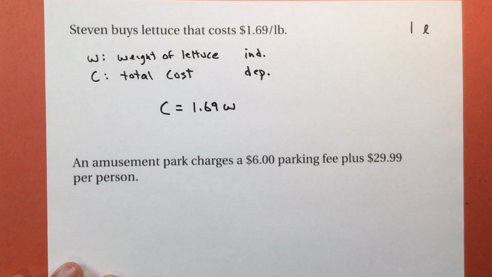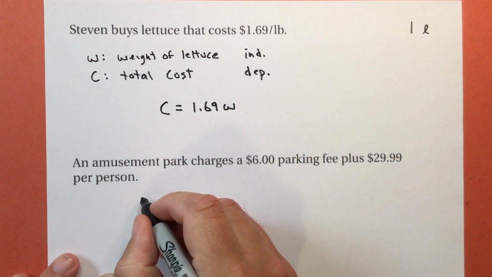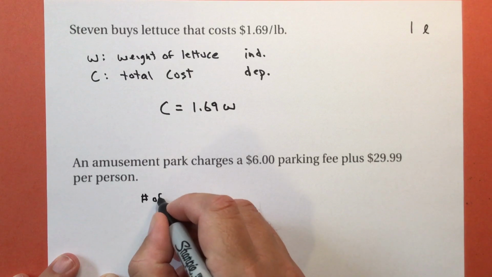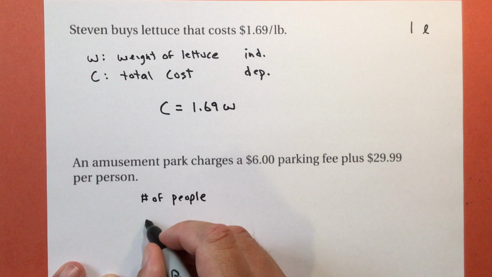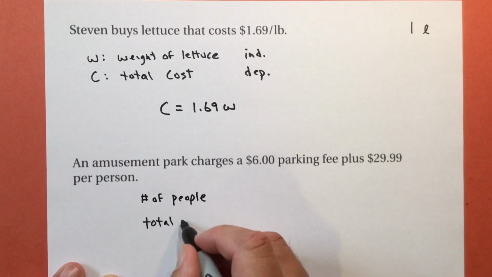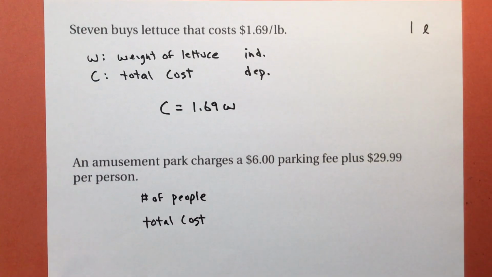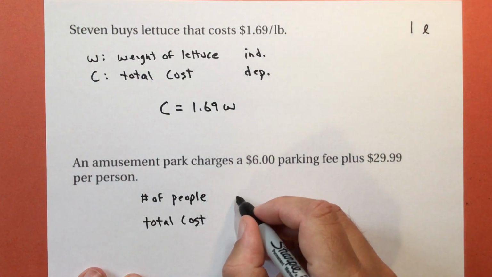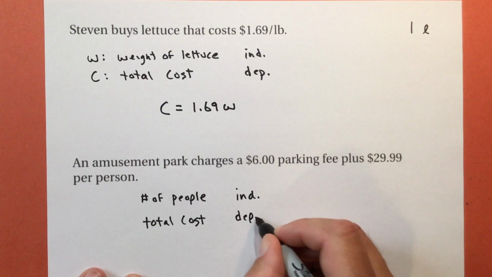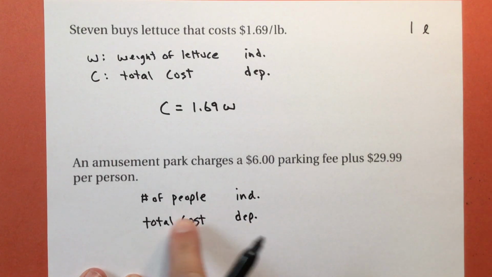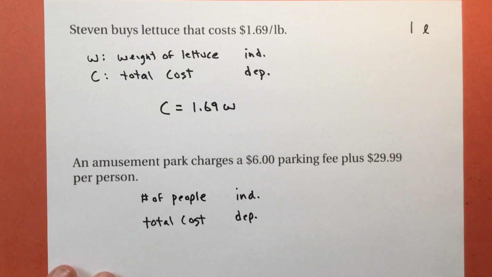So what are the two measurements that we have here? We've got the number of people going to the amusement park. And one more time, we've got total cost. You'll notice that a lot of these have total cost, and a lot of them also have time. This one doesn't, and the previous one didn't, but a lot of them will. This is my independent variable. This is my dependent variable, because the total cost depends on how many people are going to go.